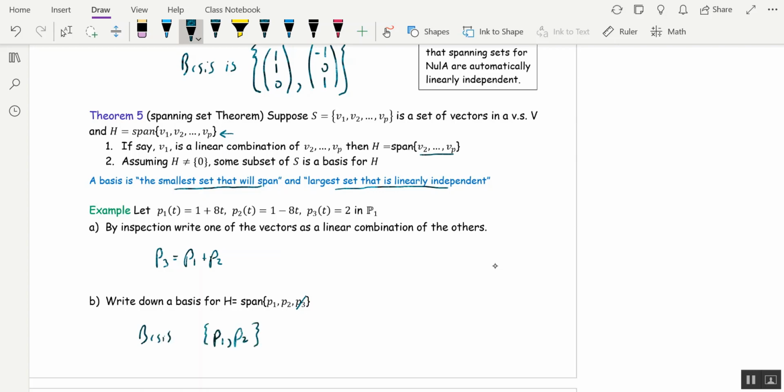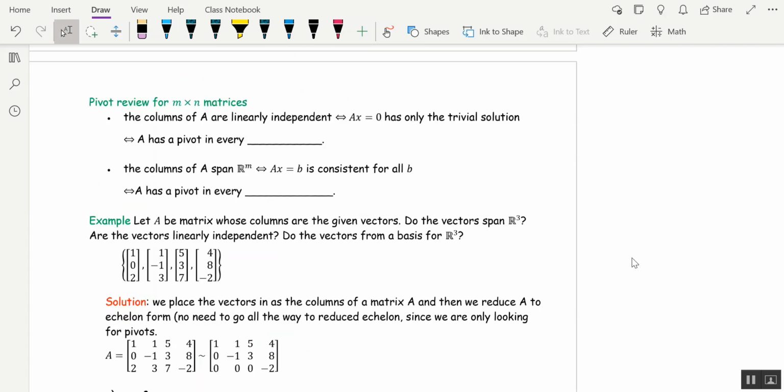How do I know those are linearly independent? Well, I look at P1 and P2 and I see P1 is not a multiple of P2. And for a set of two vectors, if one's not a multiple of the other, then they're linearly independent. So those are two linearly independent vectors. So there's my basis.